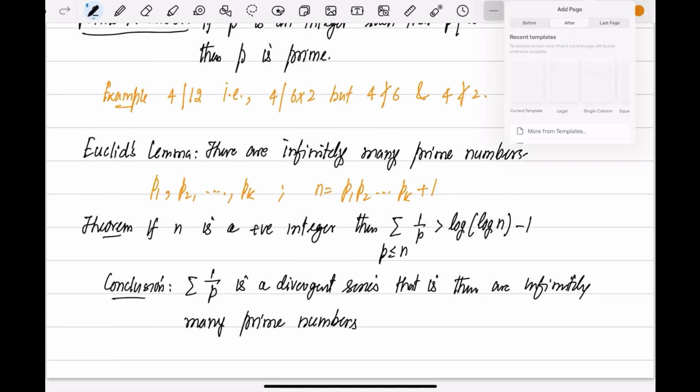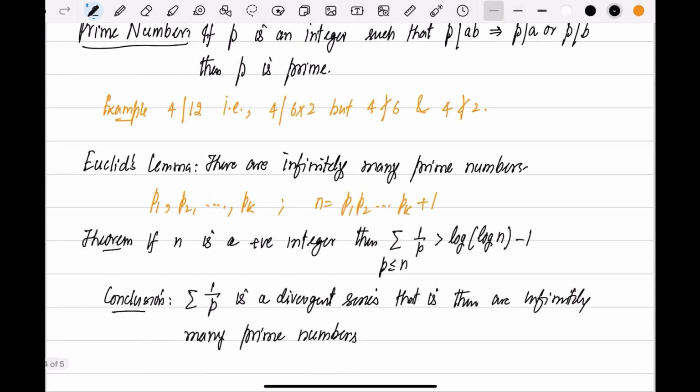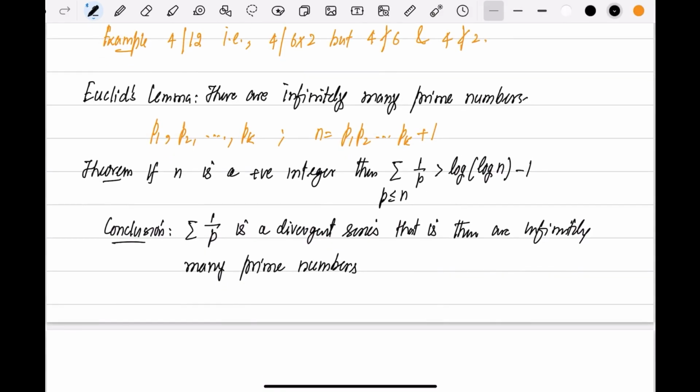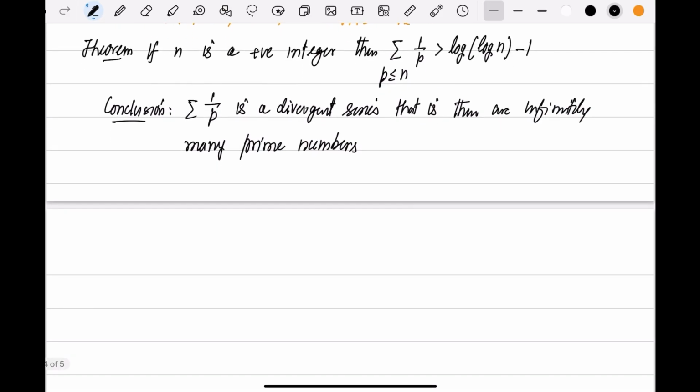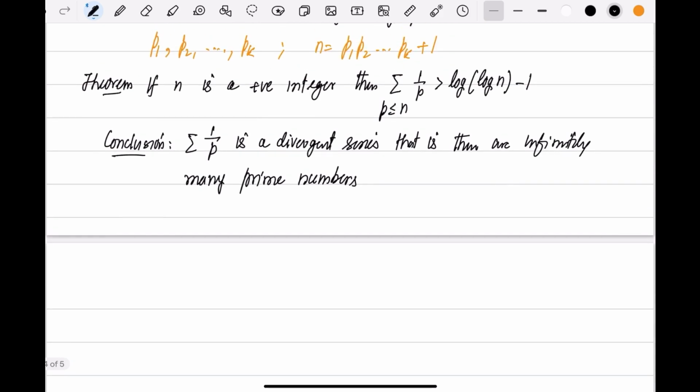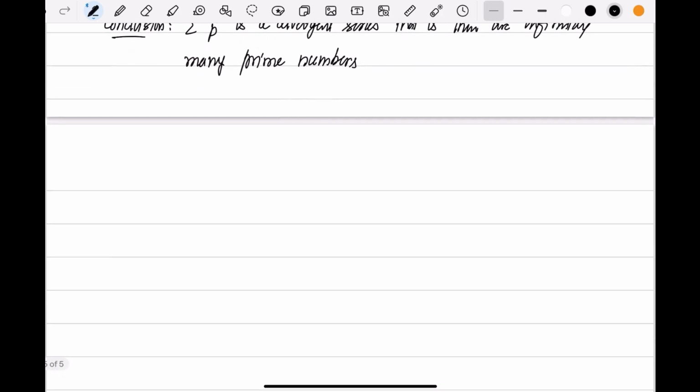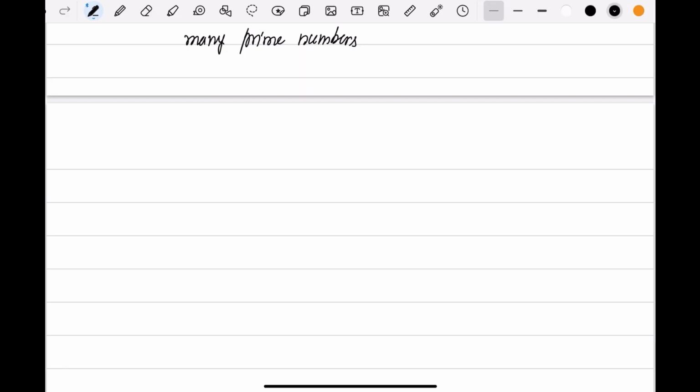Because if we have this result and the number of prime numbers is finite, then the sum of those prime numbers will be some finite number. But since this is always greater than log n minus 1, that means we have a series whose nth partial sum is greater than some pre-assigned or fixed real number. So such a series has to be a divergent series. In other words, the number of prime numbers is infinite.